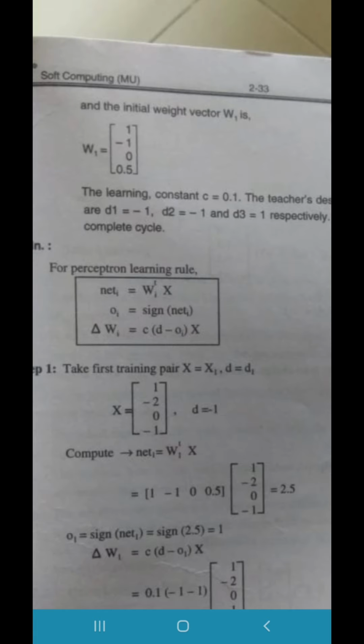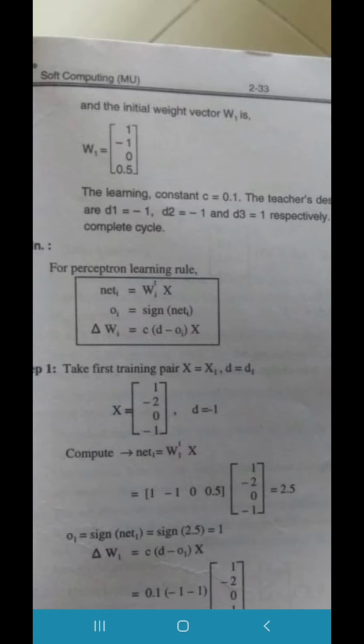So what we will do is, sign of net of I is the sign of the number which we have got. So here we have got 2.5, that is plus 2.5. So the O of I for this particular step would then become plus 1. Similarly, if we are getting net of I as minus 2.5, then the O of I would become minus 1. So in this way O of I is sign of net of I.